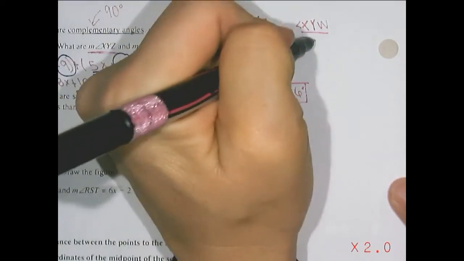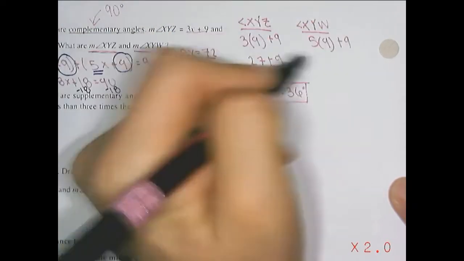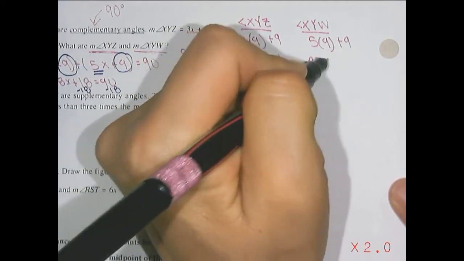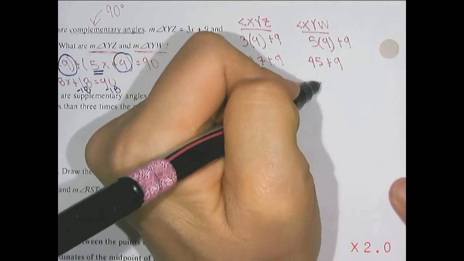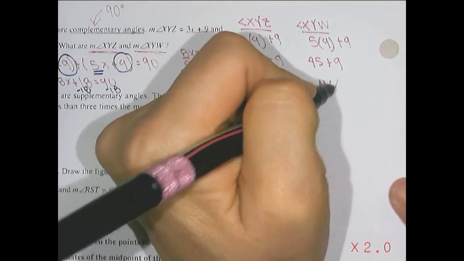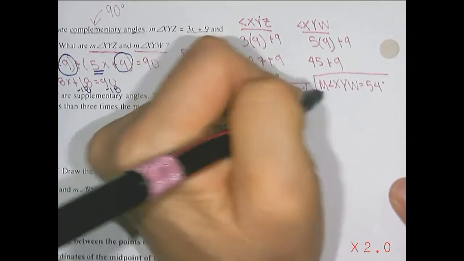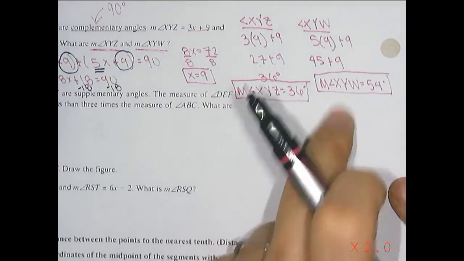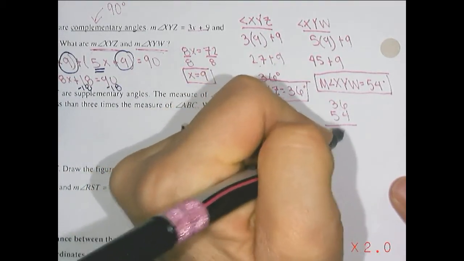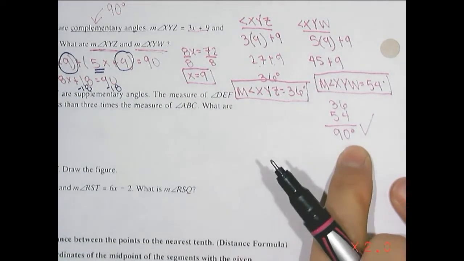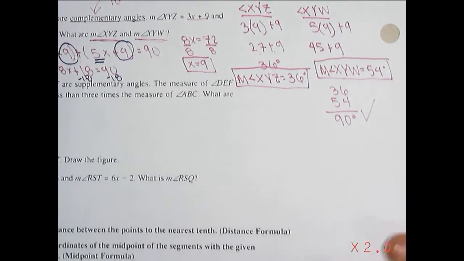And if you remember, that was 5 times x, which is 9, don't forget, plus 9. So 5 times 9 is 45, and then we add the 9, and we end up with 54. So the measure of angle XYW equals 54 degrees. And if you wanted to double check, you could do 36 plus 54, and when you add them up, they equal 90 degrees, which is what a complementary angle is. So therefore, it works, it's right.